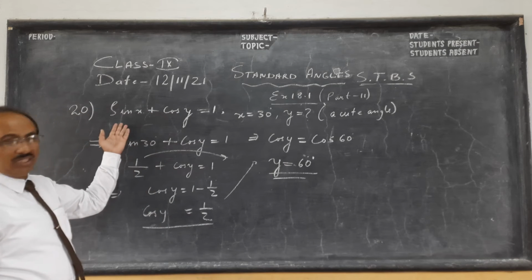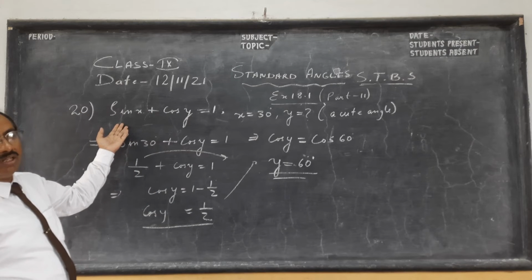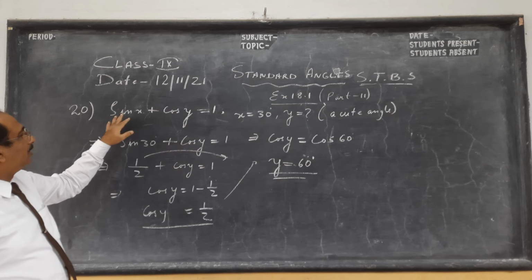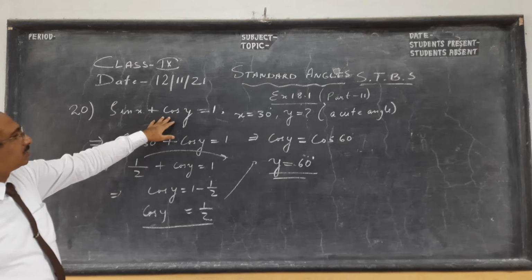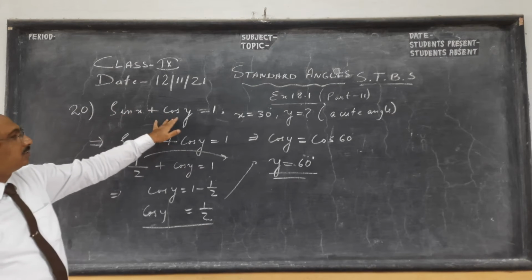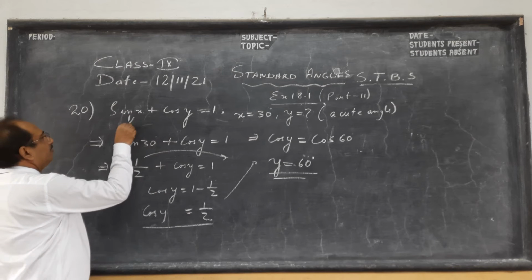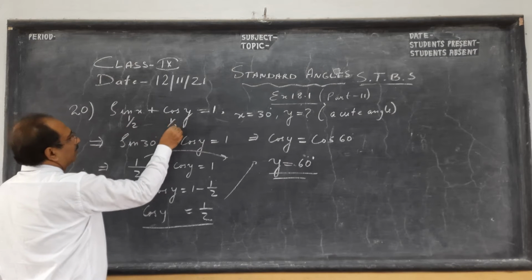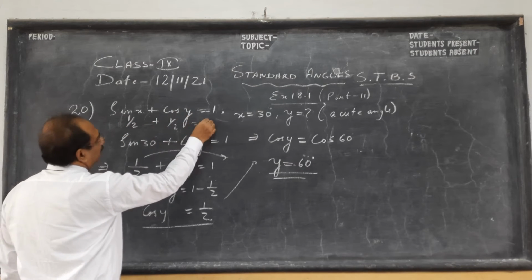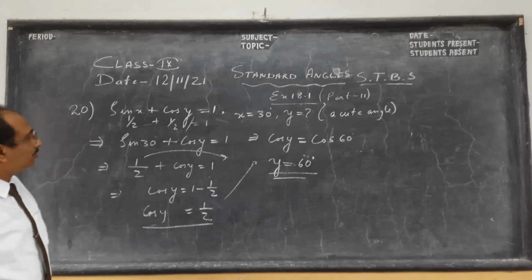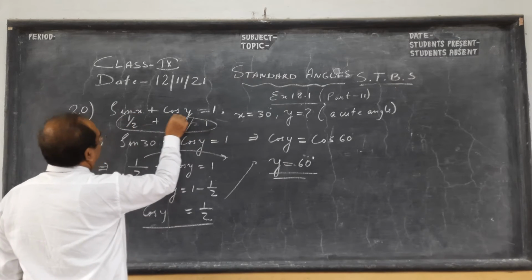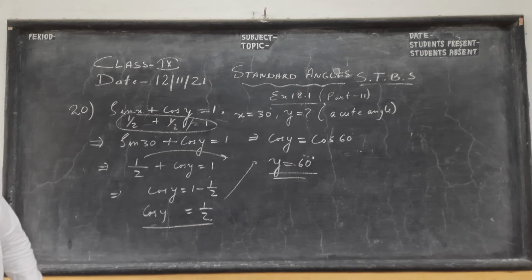You can see very easily, to verify or check once more, sin 30 plus cos 60, this is half, this is also half. So half plus half, we got finally equal to the right side, which is 1. So this is how we verify our answer, like we do in algebra. So kindly pause the video and copy, then we move on to the next one.